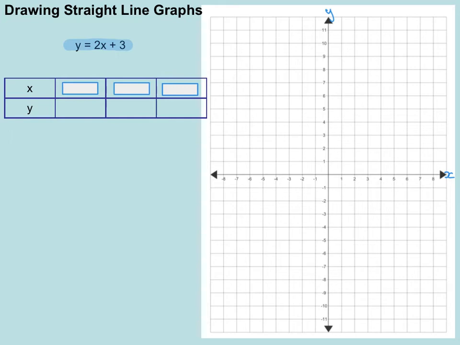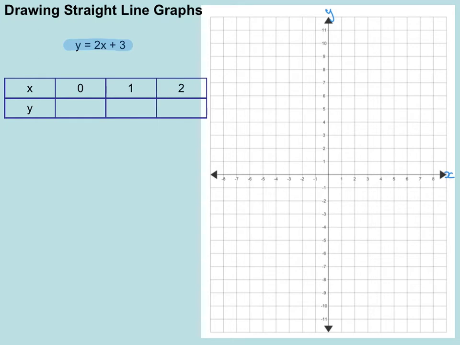So what we do here is we think about what values I could use for x that would be quite easy to work with. The first one that you'll see me use is 0, because 0 is quite a nice number to work with. Then the next one that I like to choose is 1, because that's also a nice small easy number to work with. And then just to carry on, I would use 2.